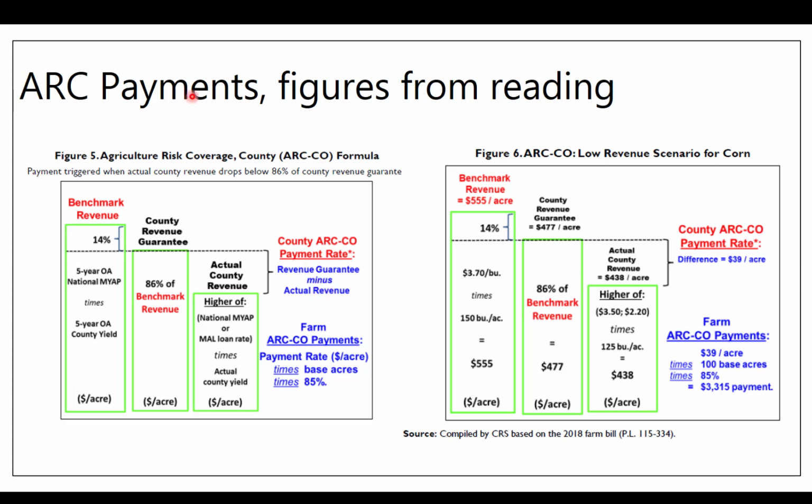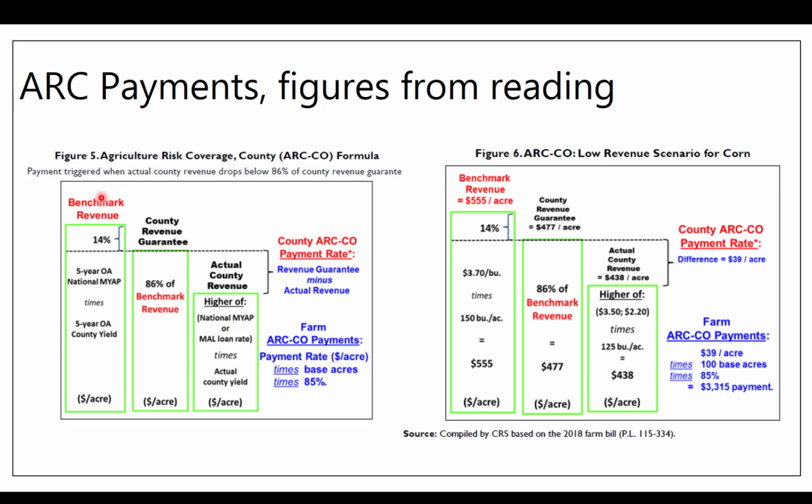So the first thing here, these are the figures from readings 5 and 6. The basics of this Ag Risk Coverage formula is that you're going to compare a guaranteed revenue for the county against the actual county revenue. And then every base acre in the county gets a payment based off of that comparison.